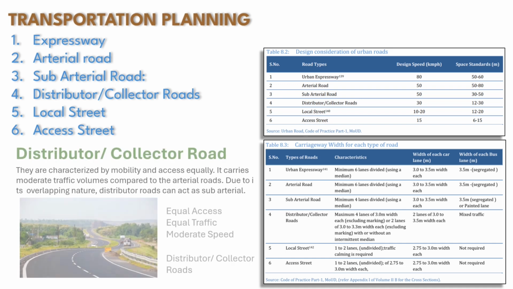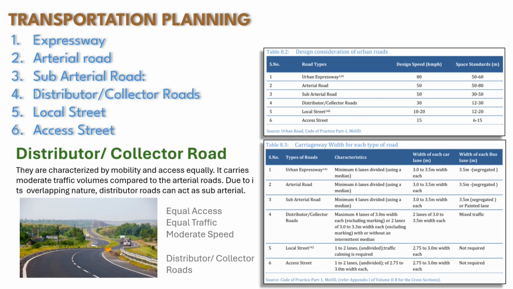Next is distributor or collector roads. These roads are generally 12 to 30 meter wide with design speed of 30 km per hour. That means they have equal access and equal speed of the road. Distributor and collector roads can have a maximum of 4 lanes with at least 3 meter width each.